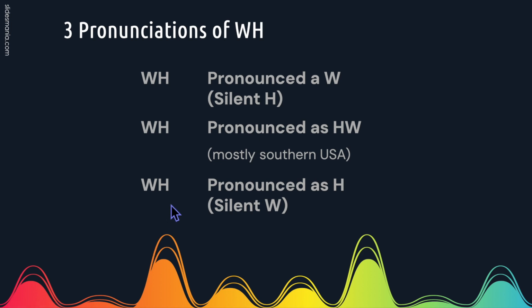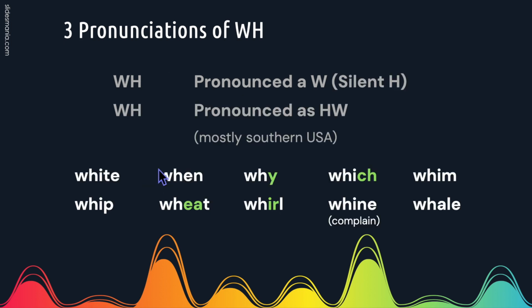And there are some words where the W is silent, and the only sound pronounced is the H sound of h. In these words, you can use either of these pronunciations. I will use this first pronunciation, where the H is silent, because that is more common, and that is also how I grew up pronouncing these words.